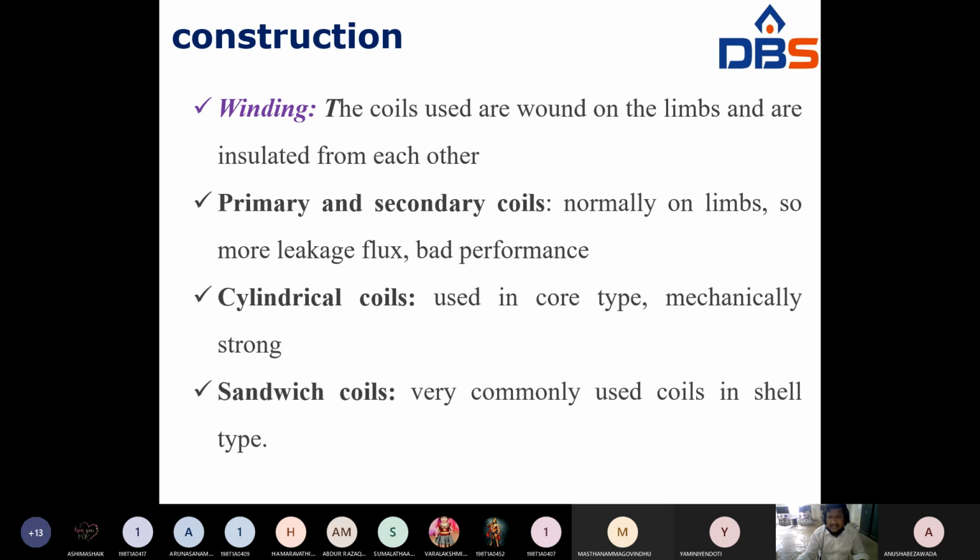Now primary and secondary coils are the primary and secondary windings. The primary winding is the winding that is connected to the supply system. The winding that is connected to the load circuit is called the secondary winding. These two coils are normally placed on limbs but not on yokes.